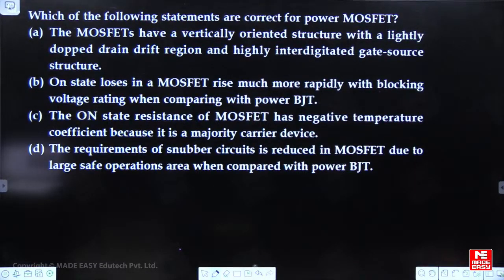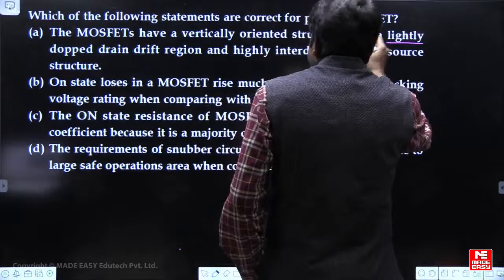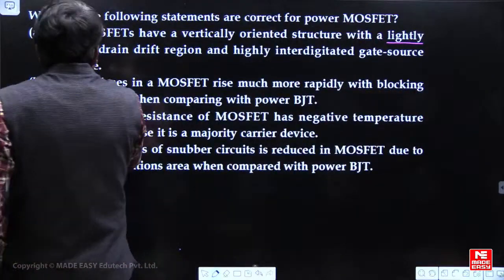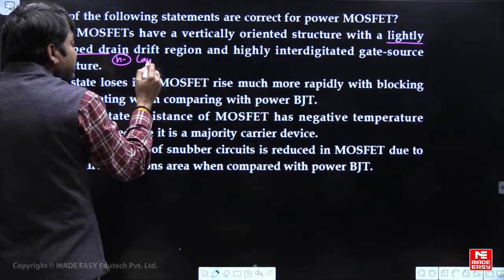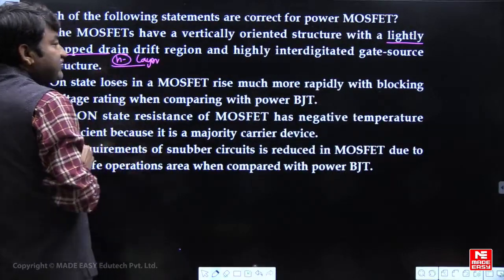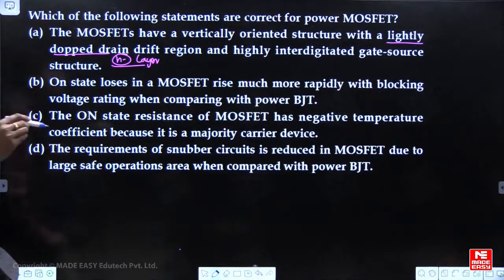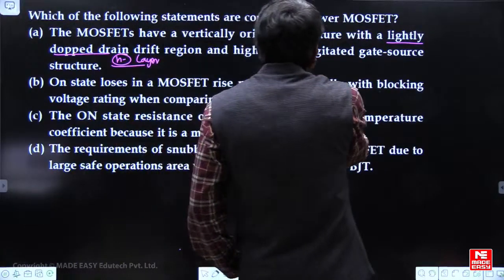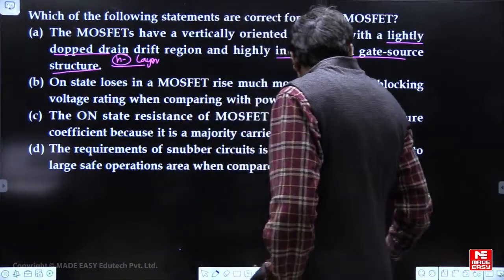MOSFETs have a vertically oriented structure with lightly doped drain drift region. What is this lightly doped drain? Lightly doped means the N minus layer. What is the use of the N minus layer? And a highly interdigitated gate and source structure. What is this interdigitated gate source structure?